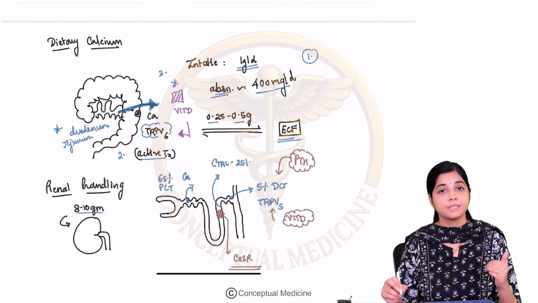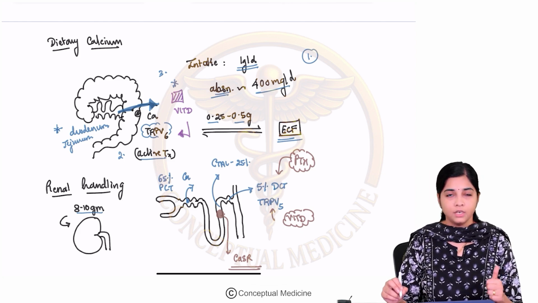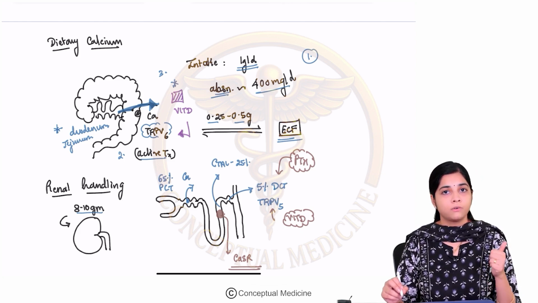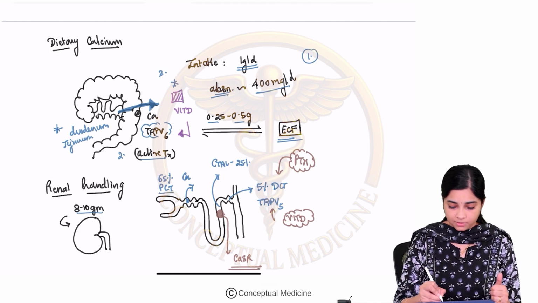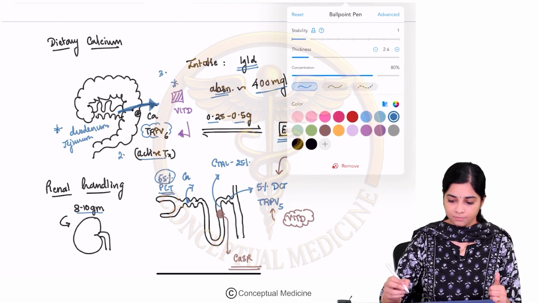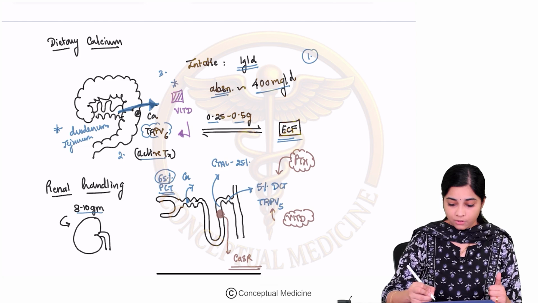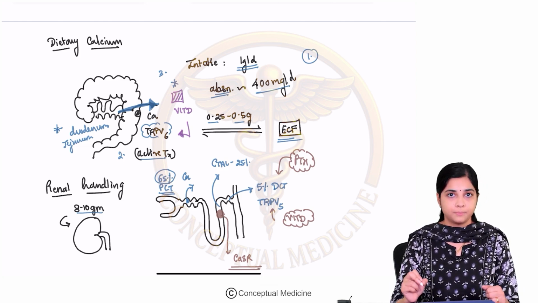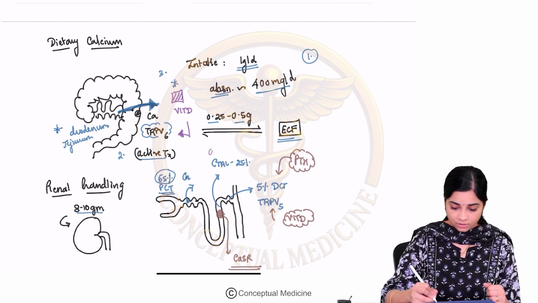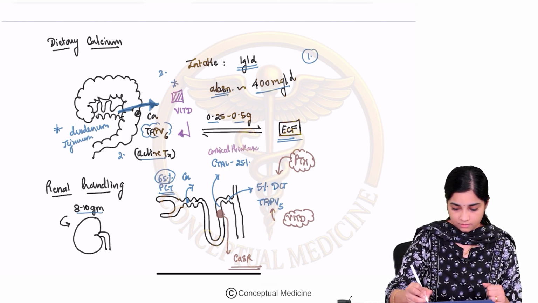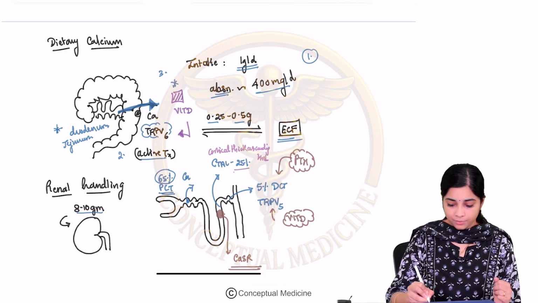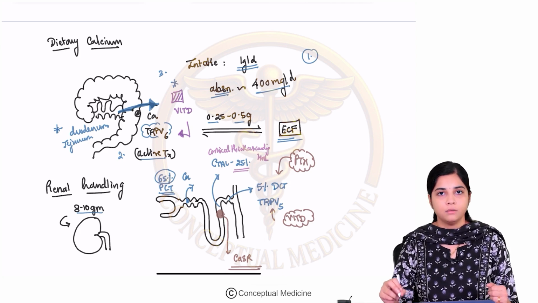Okay, so the calcium is reabsorbed at multiple sites. The highest amount of calcium is reabsorbed in the proximal convoluted tubule. About 65% is reabsorbed in the proximal convoluted tubule. Then in the cortical thick ascending loop. So CTAL is cortical thick ascending limb. In the cortical thick ascending limb, around 25% of calcium is absorbed.